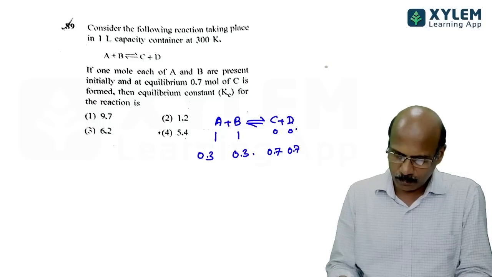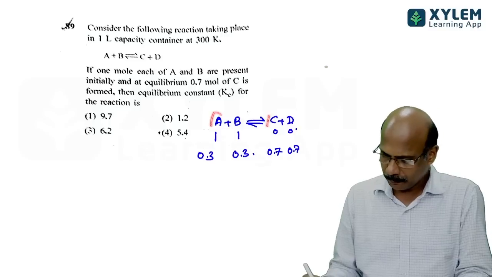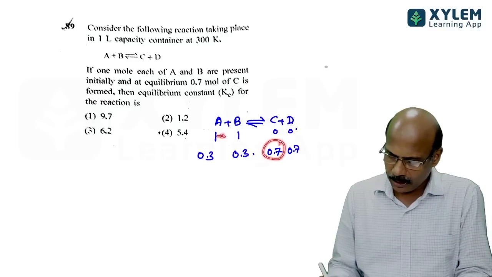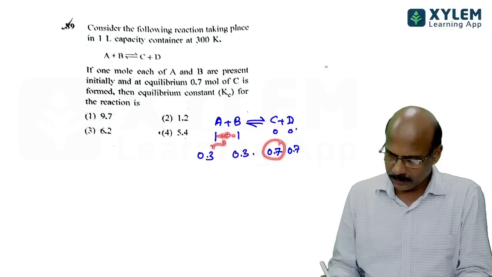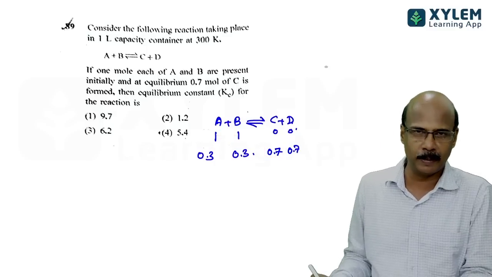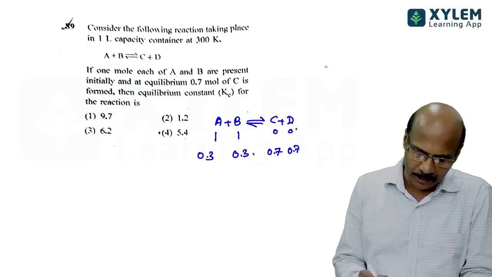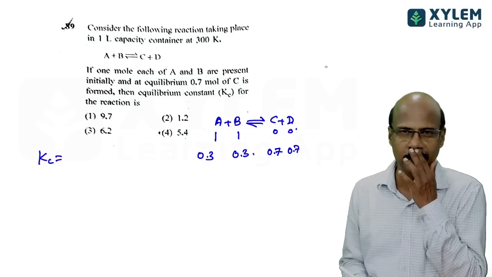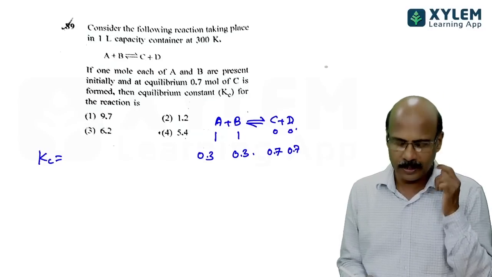Am I right? For the production of 1 mole C, 1 mole A should be consumed. In order to get 0.7 mole C, 0.7 mole A should be consumed. So the resulting remaining quantity will be 0.3 mole. Now you can directly put for Kc. Kc equal to concentration of C into concentration of D.